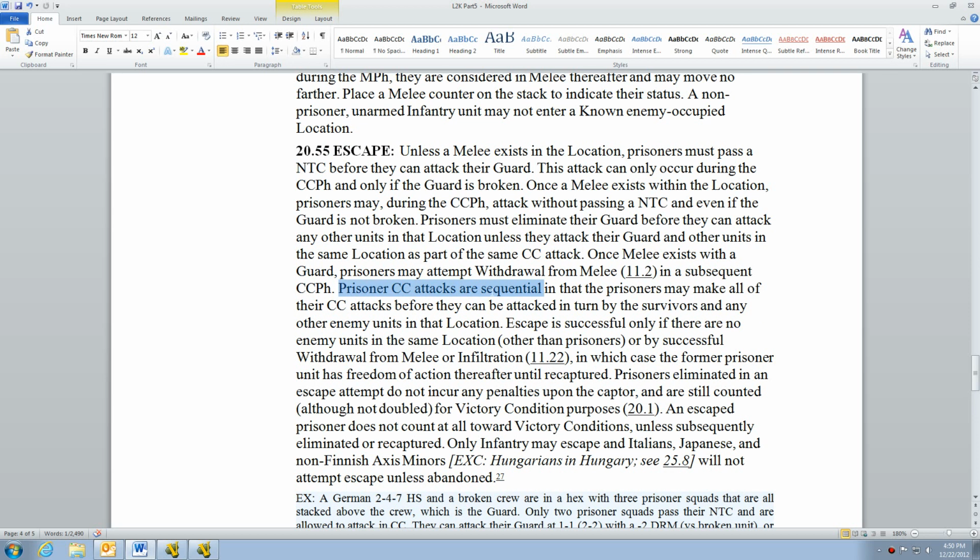Prisoner close combat attacks are sequential in that the prisoners make all of their close combat attacks before they can be attacked in turn by any survivors and any other enemy units in the location. So instead of attacks being simultaneous, prisoners make their close combat attacks sequentially before whoever they attack can attack back.